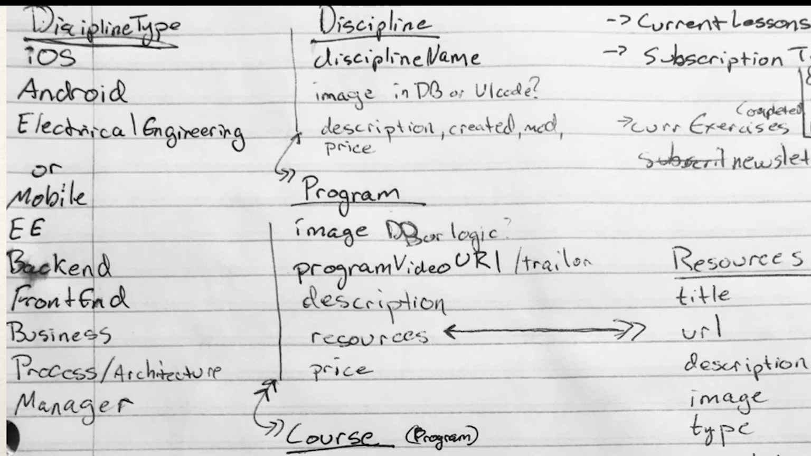But I realized that a discipline is more high level, such as mobile or electrical engineering, or maybe back end, front end, business, that sort of thing. And so I'm just throwing ideas here, I'm just writing them down. But I think discipline is really going to be either a mobile developer or electrical engineer or a web developer in general. And then under that, we can have program courses in, let's say, CSS for the front end stuff.